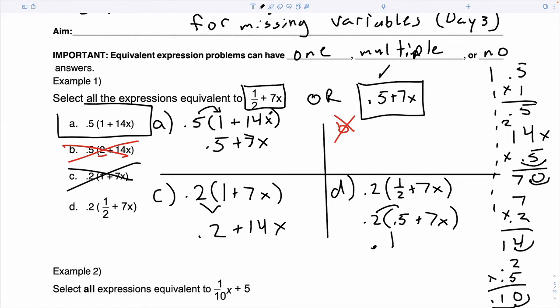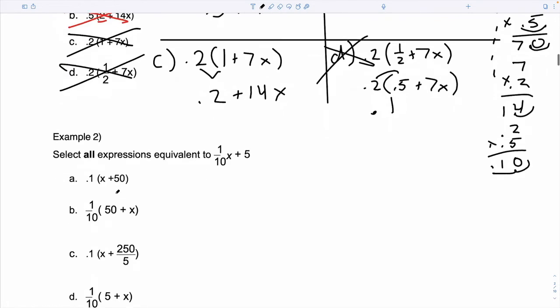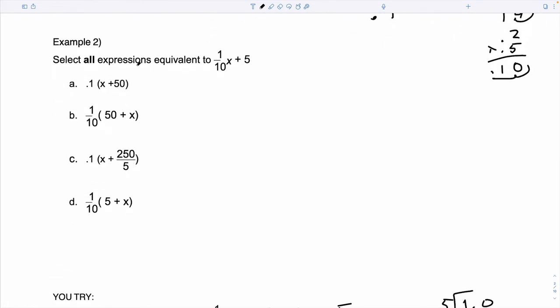The moment you see something that doesn't match, you don't have to go any further. Cross it out, and you know you have your answer. You checked everything, B, C, and D. A should be your answer. Last example, then you try. We're going to skip example 3 today. Go ahead.